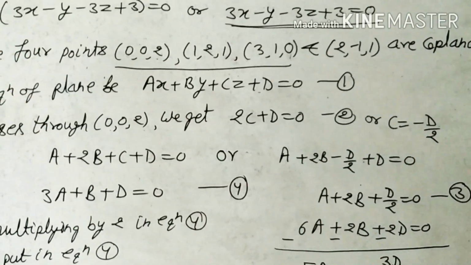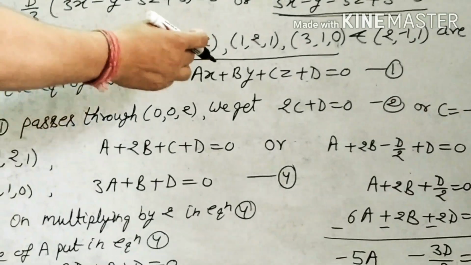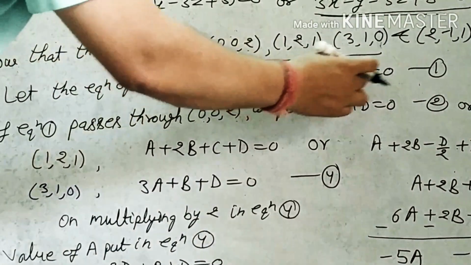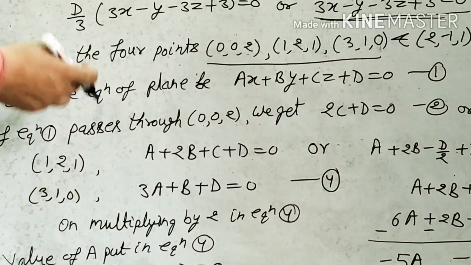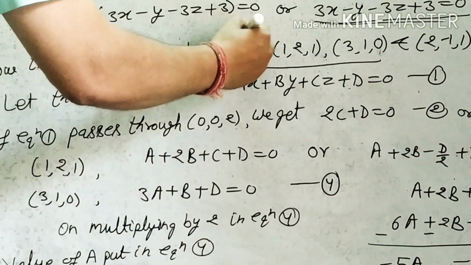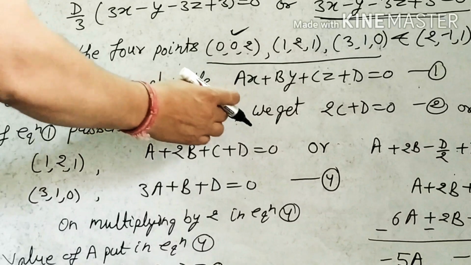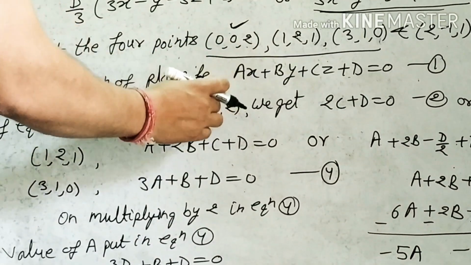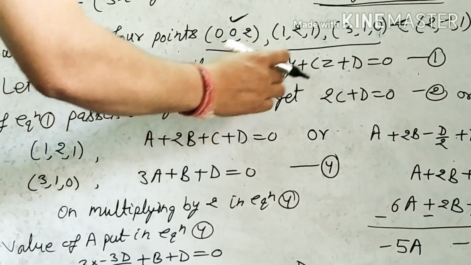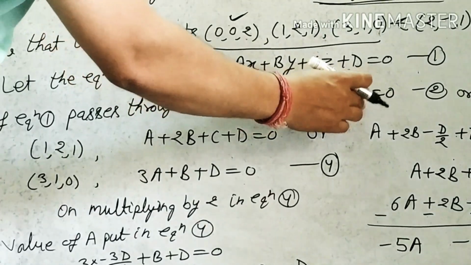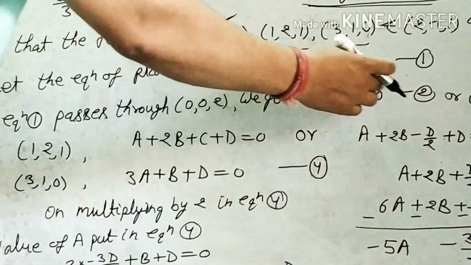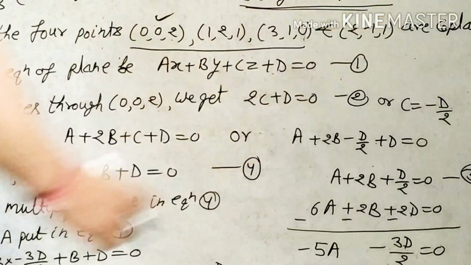Otherwise not. So first, let the equation of the plane be ax plus by plus cz plus d equal to 0. When it passes through the given first point, 0, 0, 2, you will put the value of x 0, the value of y 0, z will be 2, that's why you will get 2c plus d equal to 0. You can say c equal to minus d upon 2.